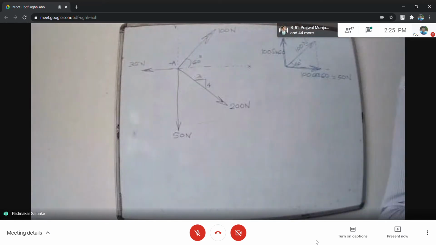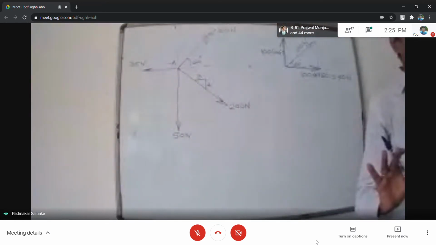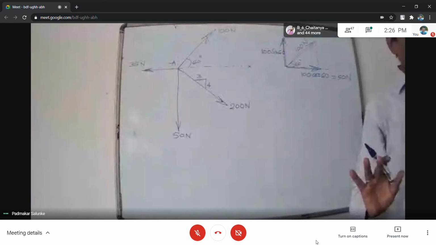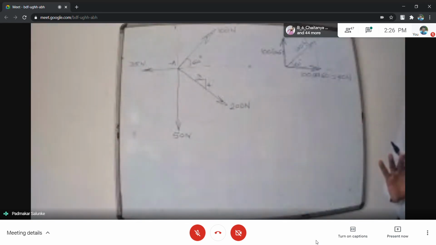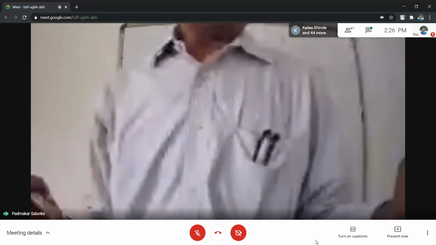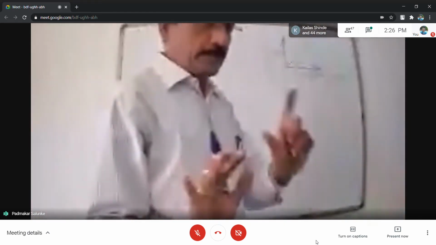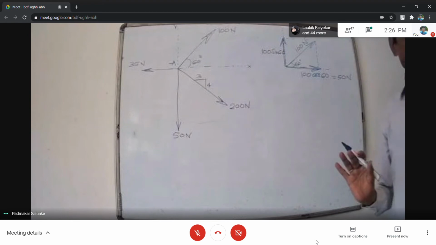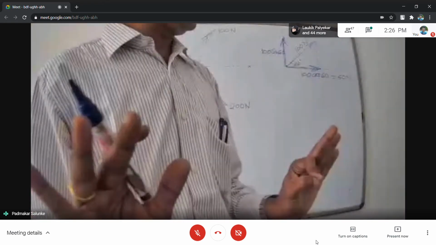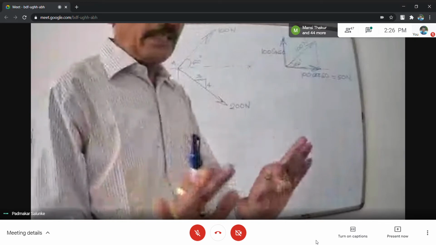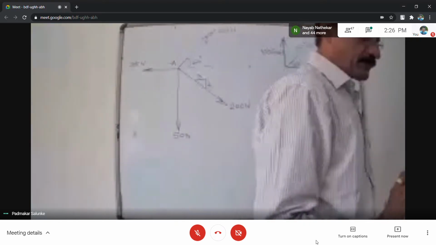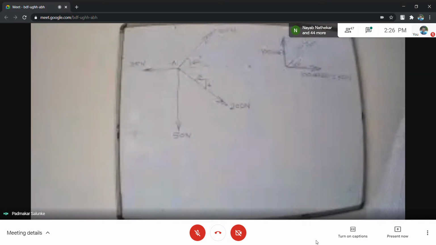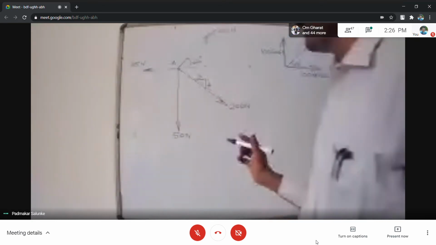In 99.99% of cases, angles are given in degrees, not in radians. So don't keep your calculator in radian mode. Always see whether capital D is visible at the bottom of the display. If capital D is there, it indicates your calculator is working in degree mode. So now tell me, sin 60 is how much? 0.866. Very nice. So 100 multiplied by 0.866 is how much? 86.6. Is it correct?